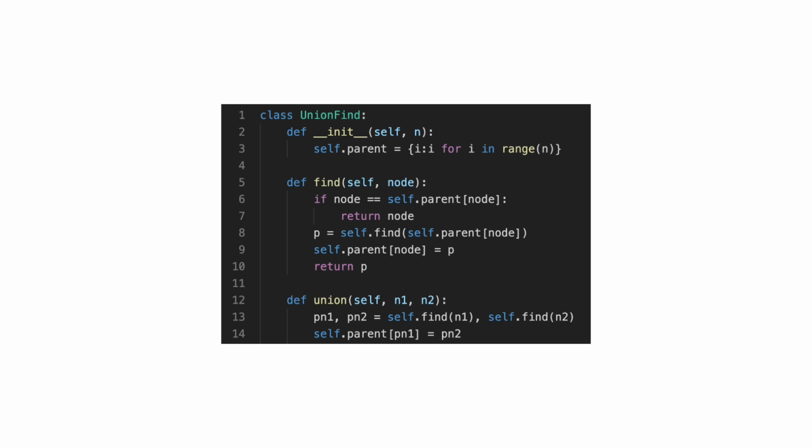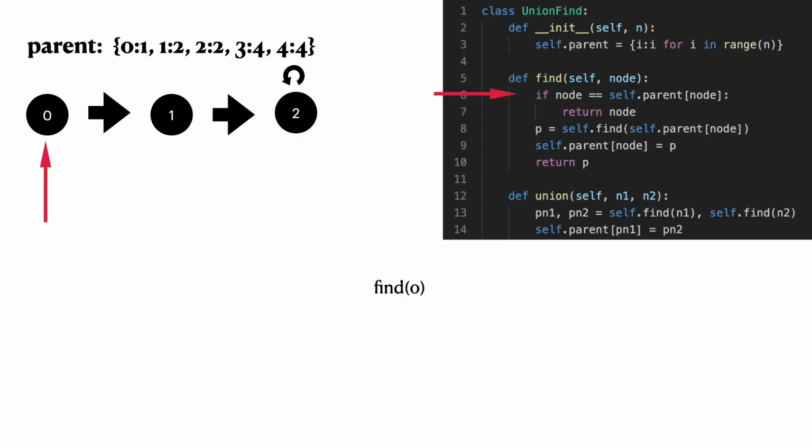Congratulations! Now you've just mastered union and find. Now let's test it. For the first node, because it's not equal to its parent, skip this if statement. Let's stay at line number 8 and do recursion. Same thing happens at node 1. Stay at line number 8 and do recursion. Because node 2's parent is node 2, let's return it.